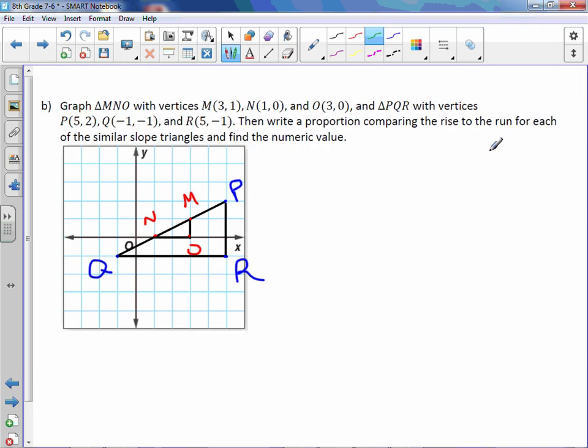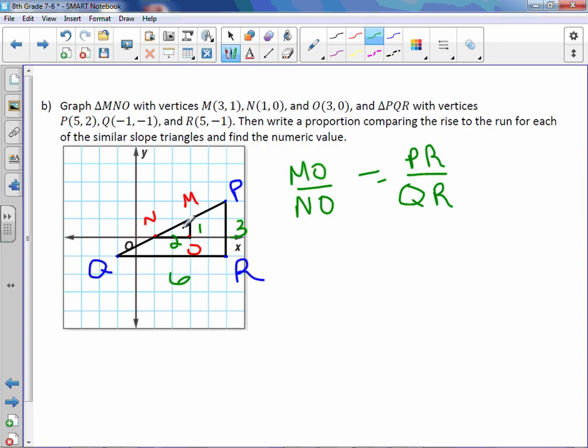It says write a proportion comparing the rise to the run for each of the similar slope triangles. So let's do MO to NO. And PR to QR. And we need to know these distances. So this one is 1. This is 2. This side length is 3. And this length is 6.